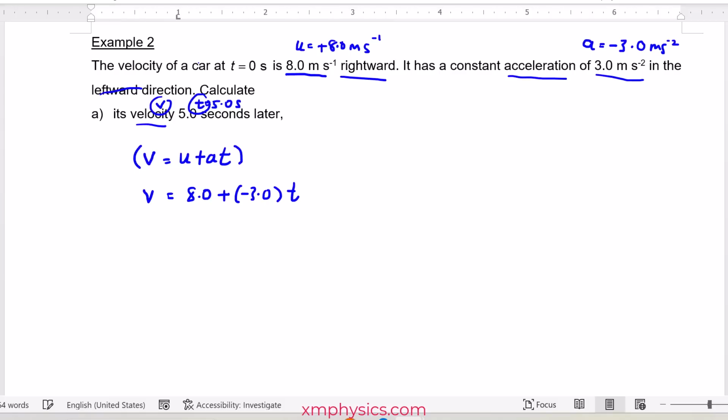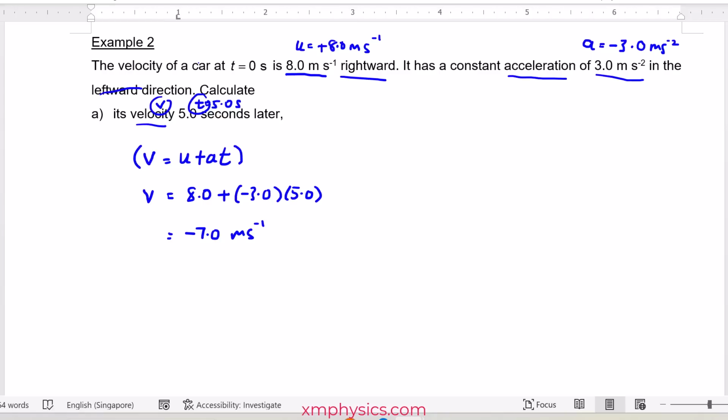And then we want the velocity at t equals 5 seconds, right? So put in t equals 5. Then press your calculator and you get the number negative 7.0 meters per second. The calculator is giving you an answer that's negative. What does that mean? That means it's a leftward velocity.